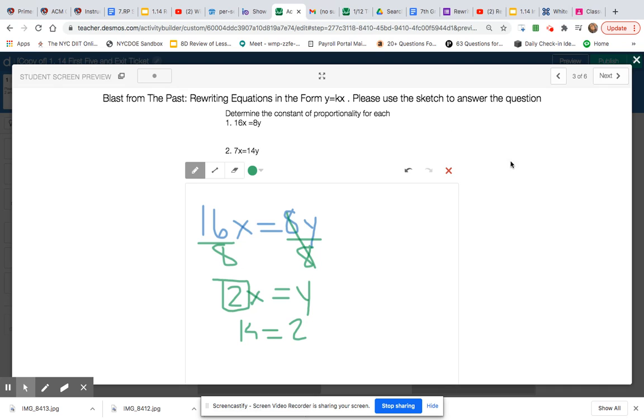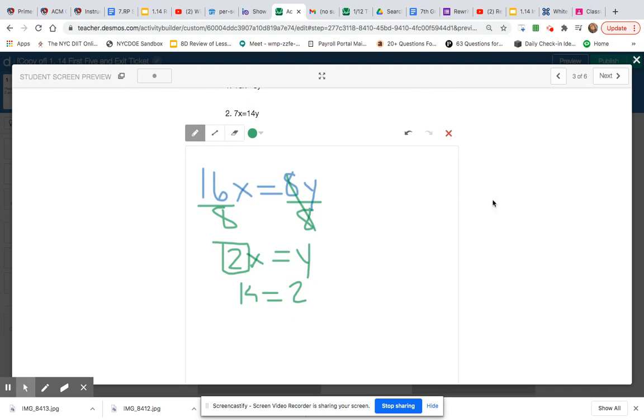Okay? For the second one, we had 7x equals 14y, right? Same thing. Okay, you look for where the y is located because you want to divide by the coefficient that's next to the y. So in this case, it's 14. So I'm going to divide both sides by 14. This becomes y is equal to 7 over 14x.